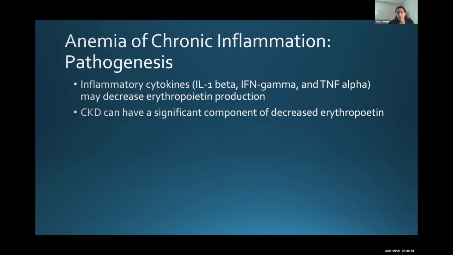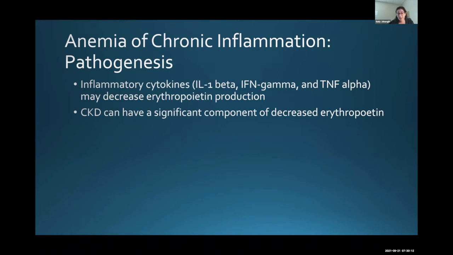Another mechanism that's less understood is that perhaps the cytokines that are released by chronic inflammation may decrease erythropoietin production. There's less data on this end, but it's another proposed mechanism. This definitely does have a role in the setting of CKD, because we know with chronic kidney disease, erythropoietin production is definitely decreased in many of these patients, and that's why erythrocyte stimulating agents are often used.